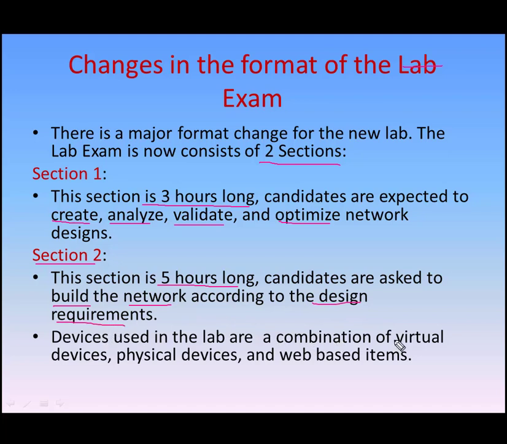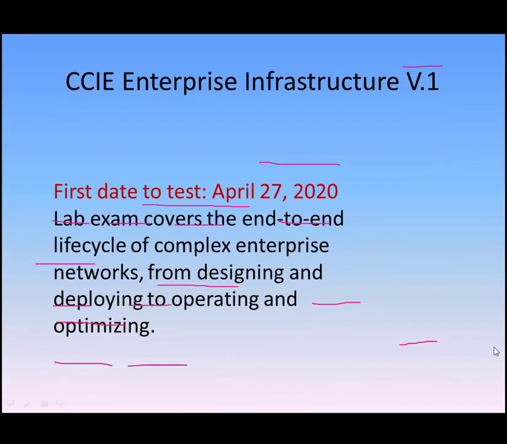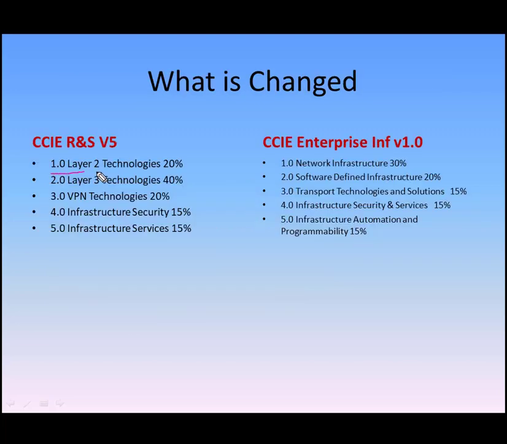And finally, there's no new news that the devices are similarly virtual and physical, and there are some web-based elements in them. The first track is CCIE Enterprise Infrastructure. This track replaces CCIE Routing and Switching, and it's starting from April 27th. Now, the main thing is the changes.